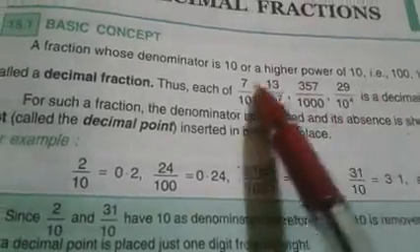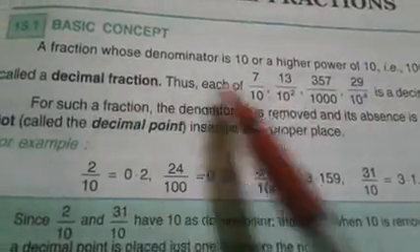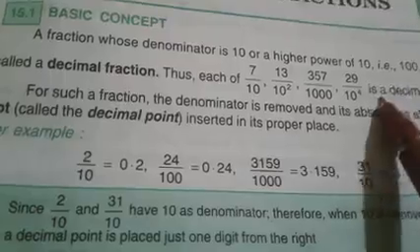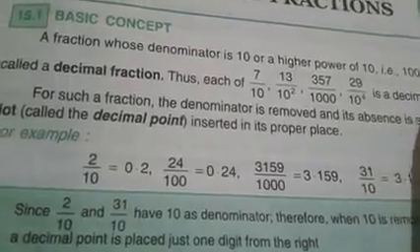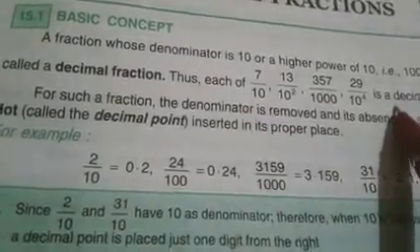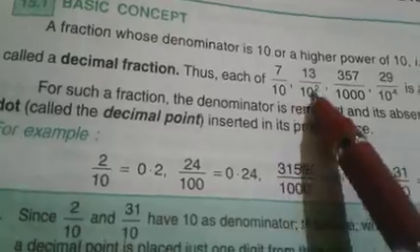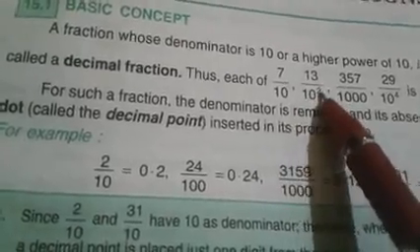So these types of fractions are called decimal fractions, where you will get 10, 100, 1000, 10,000, lakh, 10 lakh, 1 crore, 10 crore in this sequence. That is power of 10. Okay, 10 raised to 1 means 10. 10 raised to 2 means 100 because 10 tens are 100.